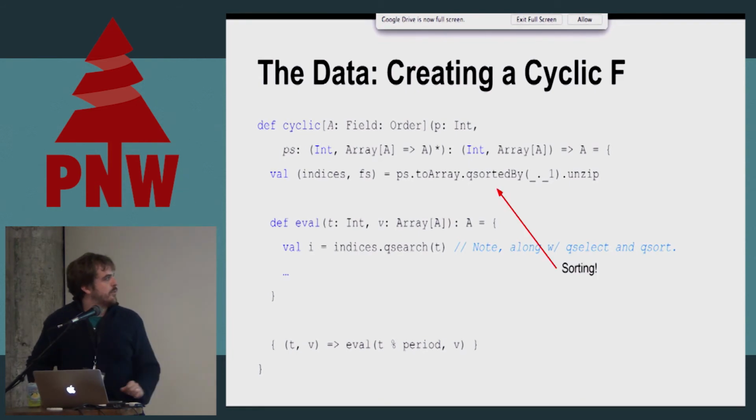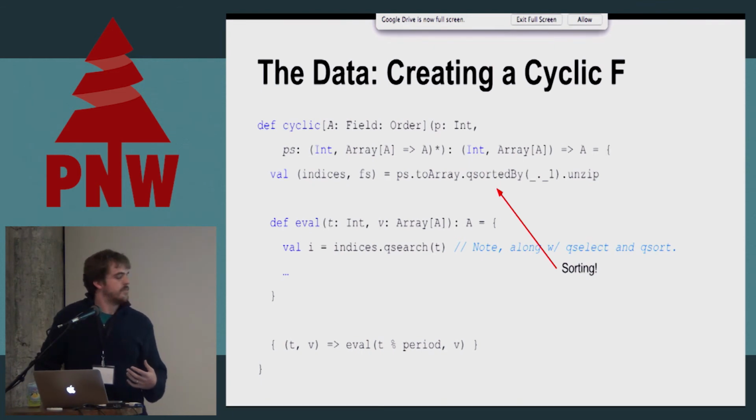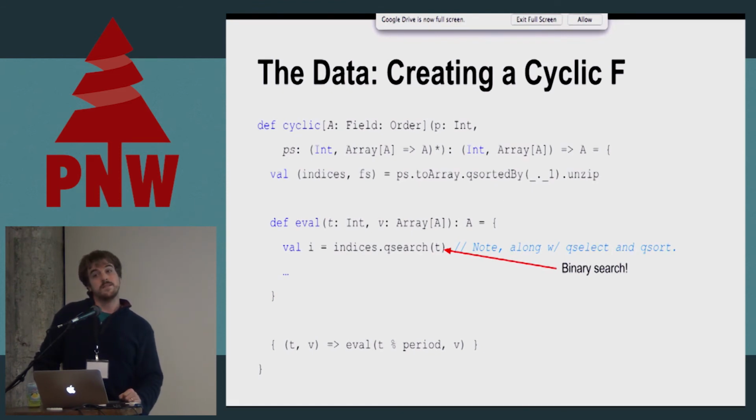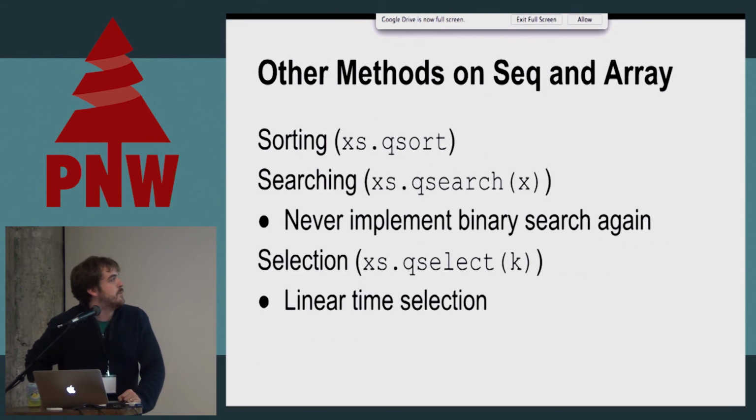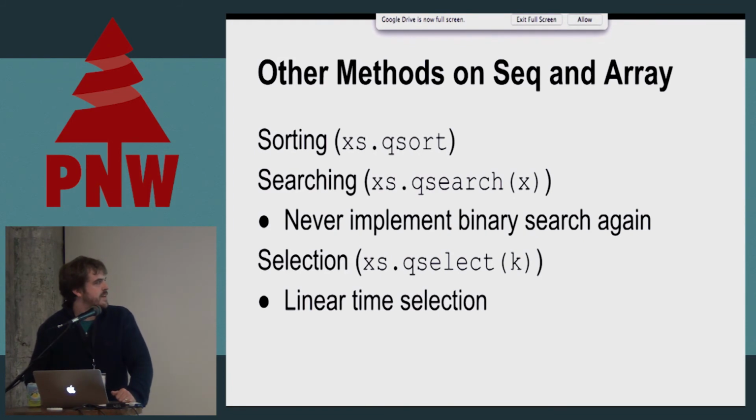This isn't really that important. What I want to show you is Spire's qsortedBy and the qsearch here. Spire adds a bunch of methods onto things like arrays and sequences. In particular, it adds sorting. Eric implemented this and he's fantastic, and it's fast because it's Eric. Searching is binary search. Everybody hates implementing binary search, so don't do it, just use Spire's. And then we also have linear time selection, which is something that gets missed out a lot. I know C++ has it, but very few other languages have it built into the standard library.